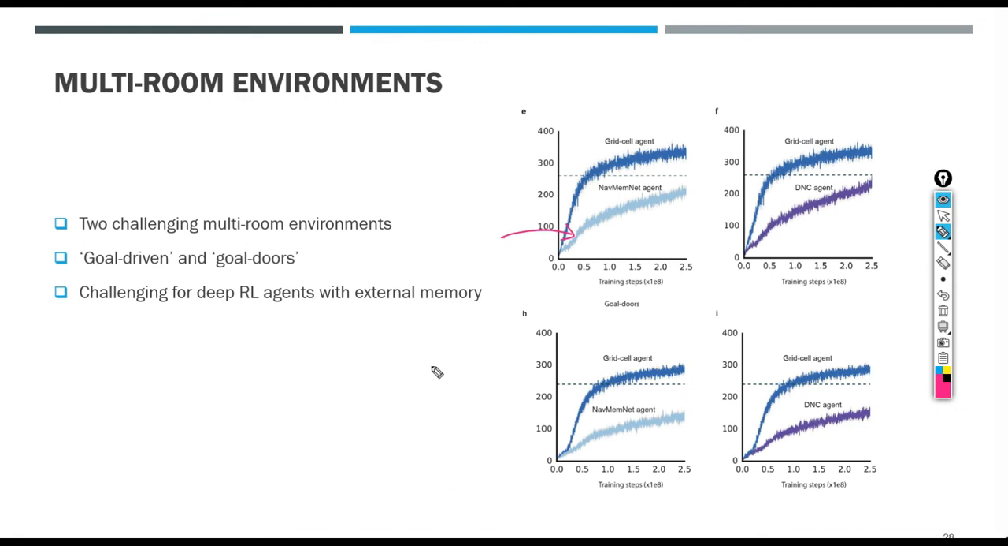Here we can see the performance of the NavMemNet agent and the DNC agent against the grid cell agents. The dark blue in all the figures represents the performance of the grid cell agent, the purple in both figures represents the DNC agent, and the light blue represents the NavMemNet agent, which is an agent with an external memory.